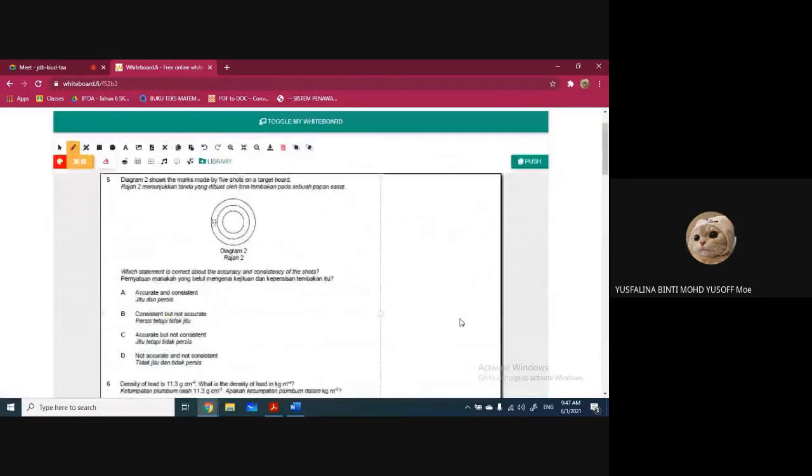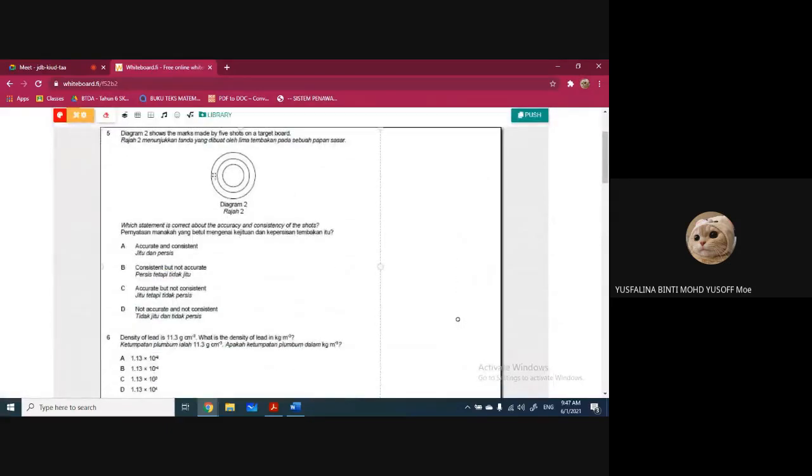So let's see question number 5. Diagram 2 shows the marks made by 5 shots on target board. Which statement is correct about the accuracy and consistency of the shots? This one is not accurate but consistent. So number 5, the answer is B.